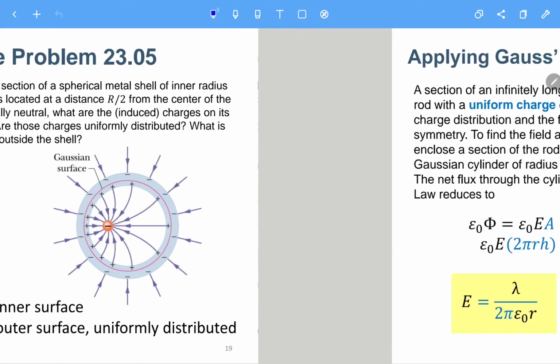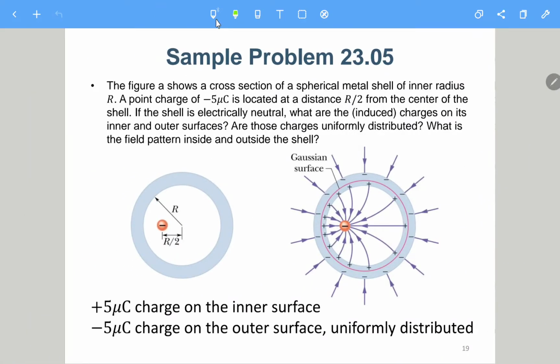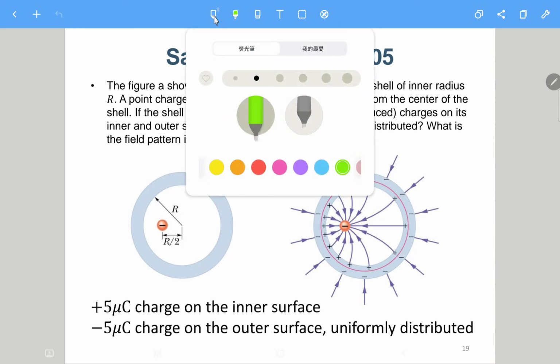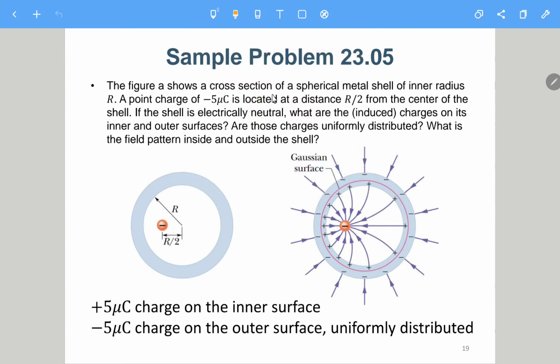So here the figure shows a cross section of a spherical metal shell of inner radius capital R. So capital R, inner radius. A point charge of -5 μC is located at a distance R over 2. So this is -5 μC. If the shell is electrically neutral, what are the induced charges on its inner and outer surfaces? If those charges are uniformly distributed, what is the field pattern inside and outside the shell?